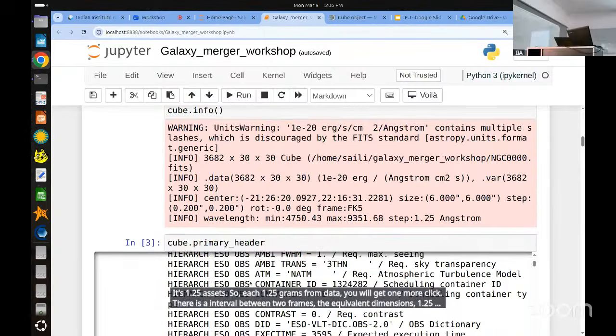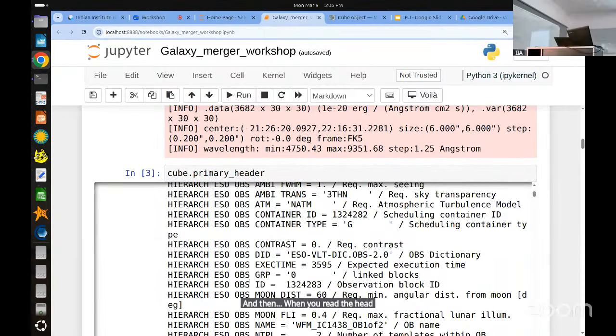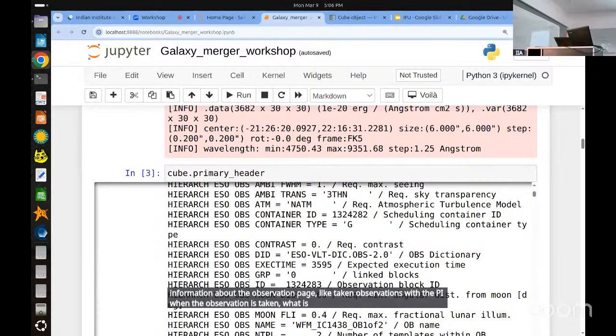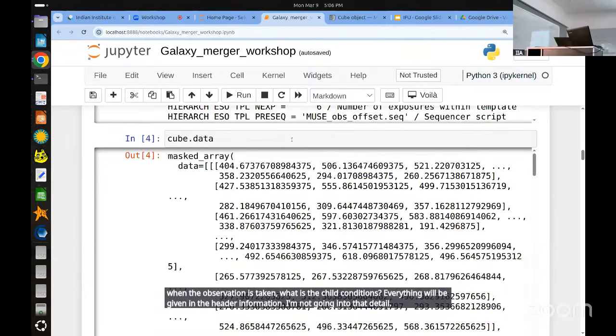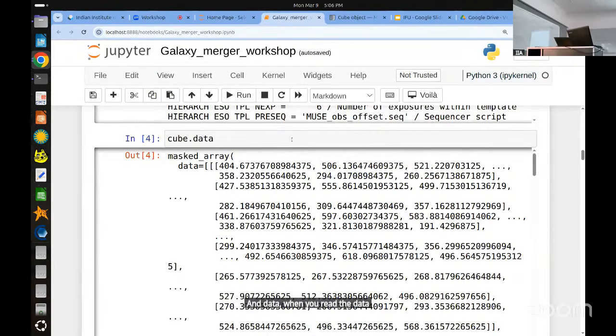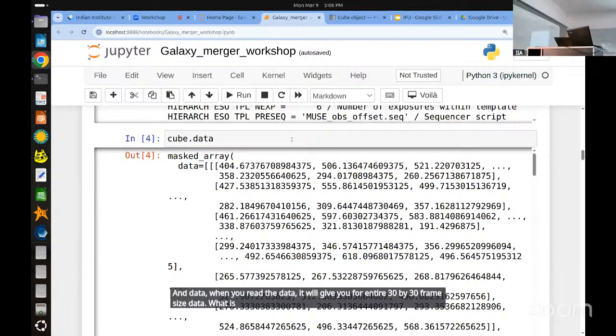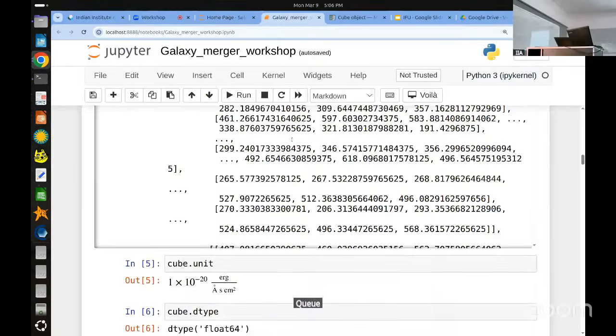And then when you read the header, it contains all the information about the observation taken, like the PI, when the observation was taken, what the sky conditions were, everything is given in the header information. I'm not going into that detail. And when you read the data, it will give you, for the entire 30 by 30 frame, the pixel value at each point for the entire 3682 wavelength dimension. You will get the values for the entire cube if you read the data.